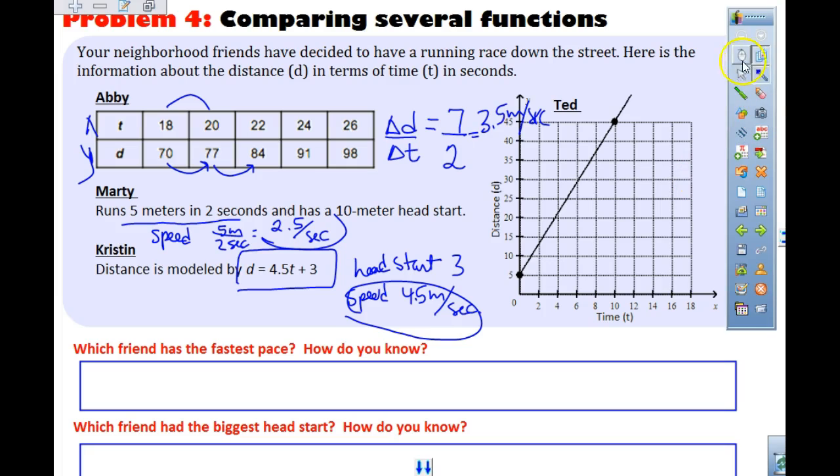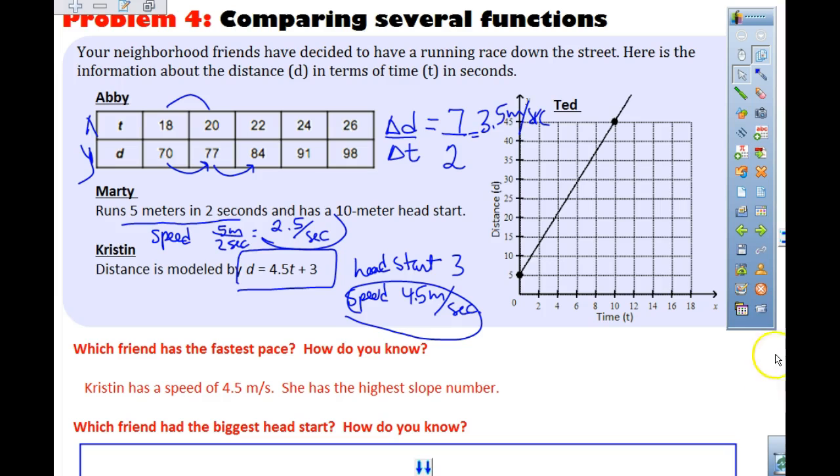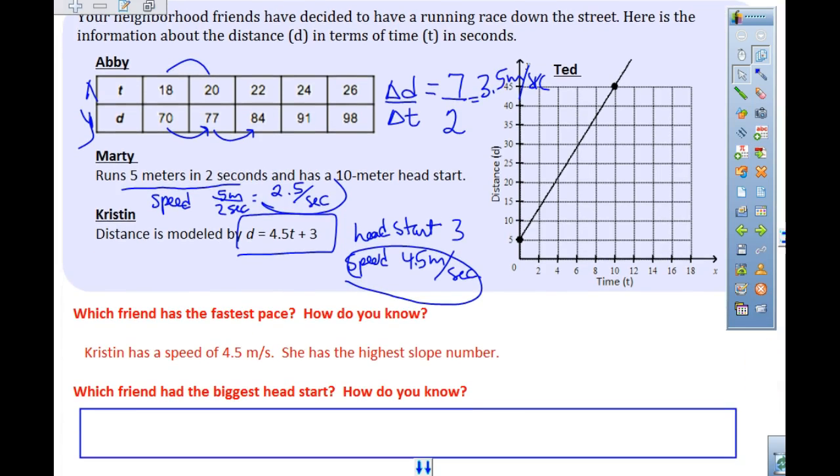So, who is going fastest? We would say that... What's that? Ted. Ted the teddy bear. Oh, Ted is over here. Sorry. Let's do Ted too. Sorry, Miss Graph. So table, 2 stories. If we're looking at Ted, Ted starts at what? His y-intercept. It's a 5 head start, 5 meter head start, right?